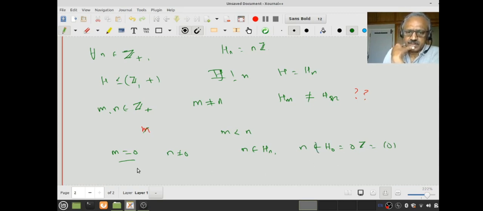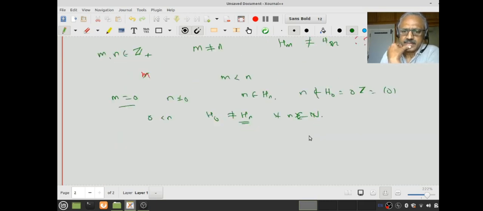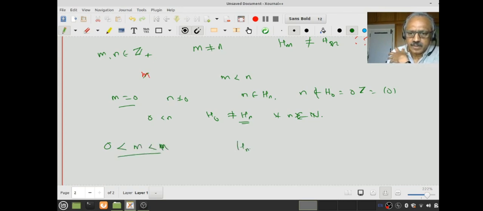Therefore if m is 0 and m is less than n, H0 is distinct from Hn for every natural number n greater than 0. Do all of you agree with that? Yeah. So I am left with the case 0 less than m less than n. Then I want to know whether Hm is not equal to Hn.